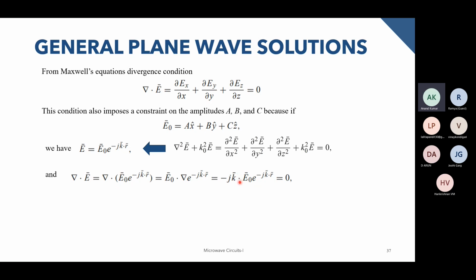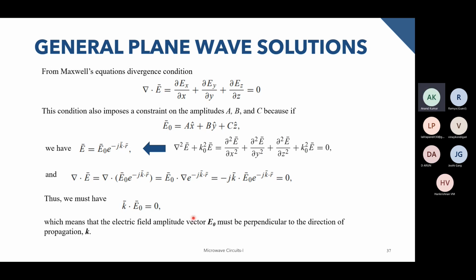So what we end up with is something looking like this: jk dot product with the electric field E to the power minus jkr will be equal to zero. This implies that the dot product of k and the electric field is zero. So the electric field amplitude must be perpendicular to the direction of propagation, which is given by the vector k. This essentially means that we do not have any electric field component in the direction of propagation in a plane wave.